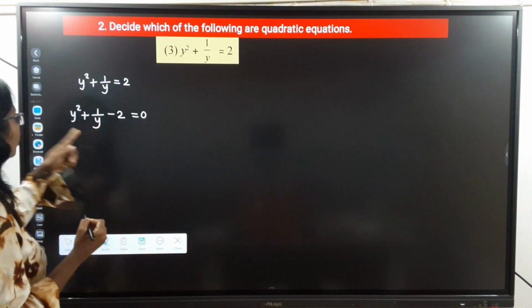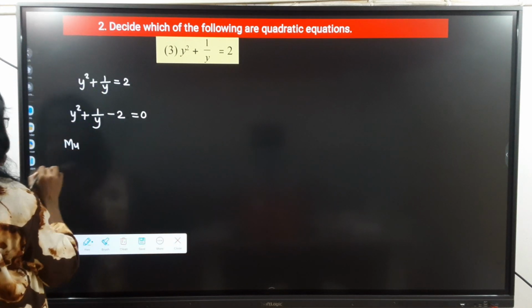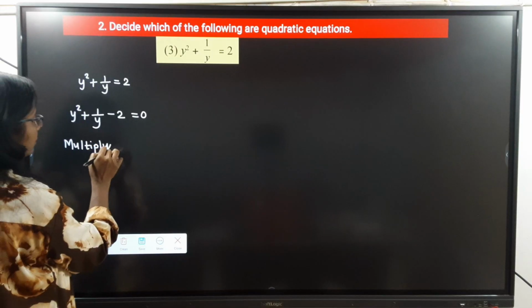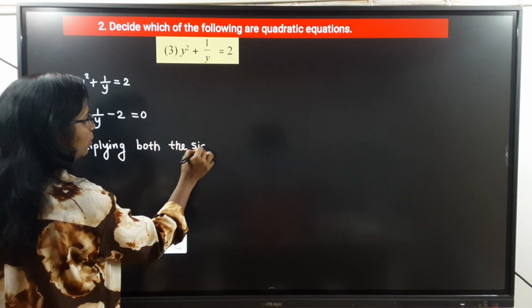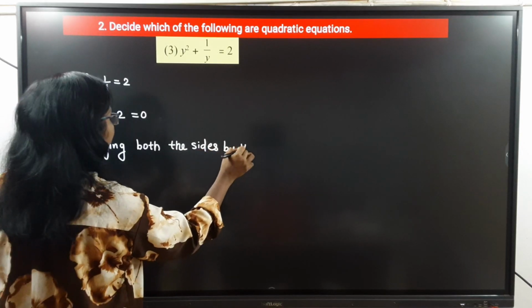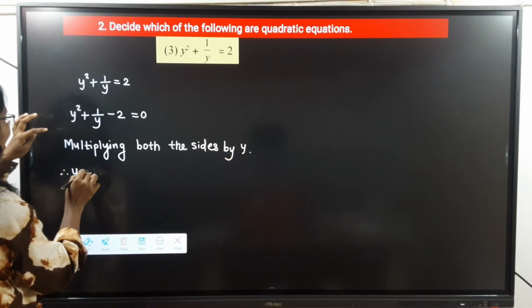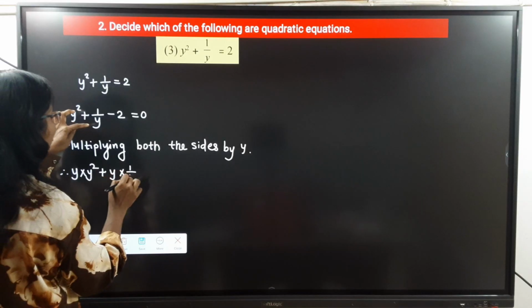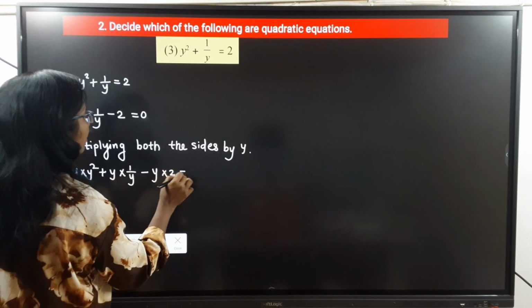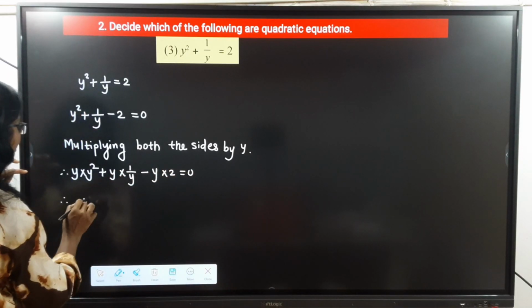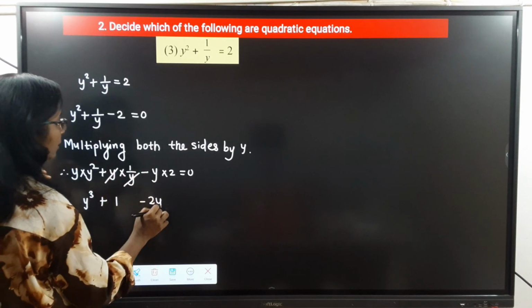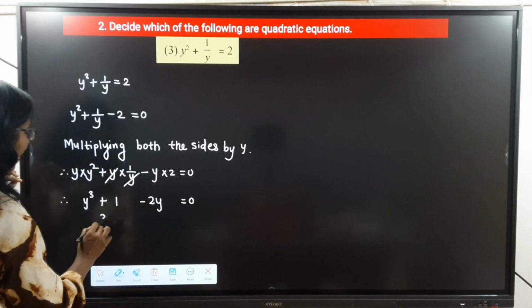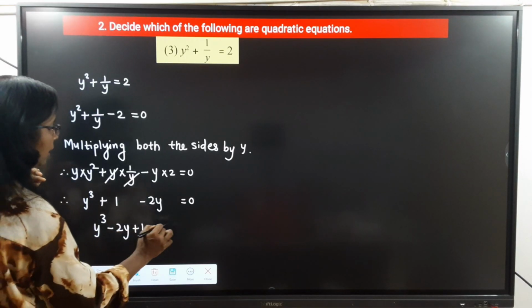There is a denominator y, so multiplying both the sides by y. Therefore, y multiply y square plus y multiply 1 upon y minus y multiply 2 is equal to 0. Therefore, y cube plus, here cancellation, y gets cancelled, plus 1 minus 2y is equal to 0. Therefore, it becomes y cube minus 2y plus 1 is equal to 0.